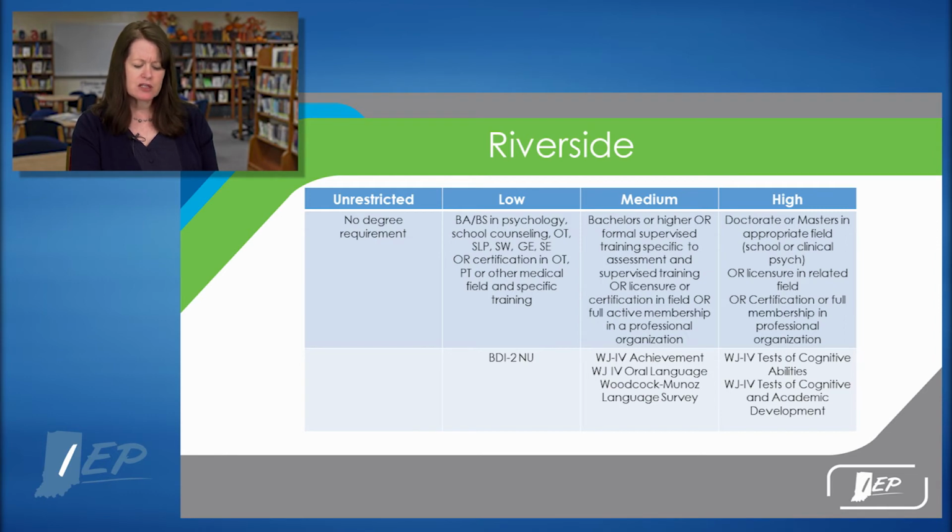At the medium level, you need to have a bachelor's degree or higher, or you can have formal supervised training that is specific to assessment, or licensure or certification in your field. So again, the expectation is if I have that certification, licensure, or I'm a member of this organization that expects that I have this kind of training, then I would meet those criteria. They list the Woodcock-Johnson Achievement, the Woodcock-Johnson Oral Language, and also the Woodcock-Munoz Language Survey as tests that require that medium level of qualification.